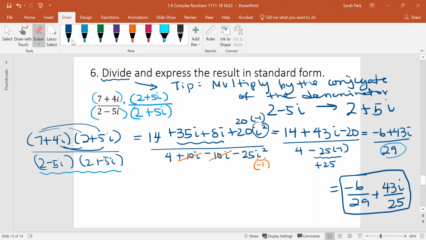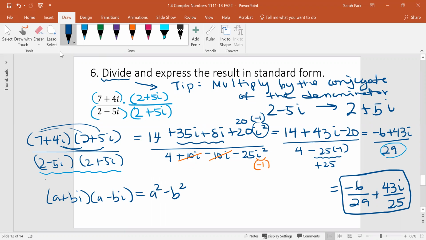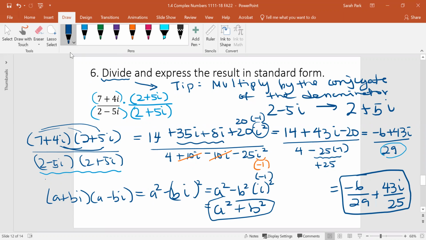Okay, so instead of doing FOIL, if we know this is one of the expressions where a plus bi times a minus bi gives you a squared minus b squared i squared, which is a squared minus b squared times -1, so plus b squared. Then 2 minus 5i times 2 plus 5i is always going to end up as 2 squared plus 5 squared, which is 4 plus 25. So that's another shortcut. But if you don't like using that formula, you can always stick to the FOIL method, although it's a little longer than recognizing the formula.